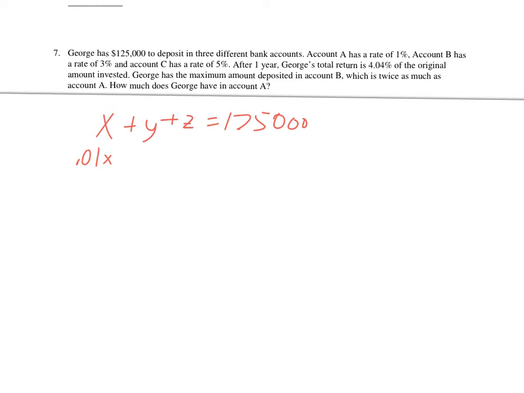So I'll attach those to the variables here, and this is how much money we're getting out of this. That's going to equal, the total gains is 4.04% of the original investment. So I need to do 0.0404 times 125,000. That's saying that we're going to make 4.04% of the total original investment.